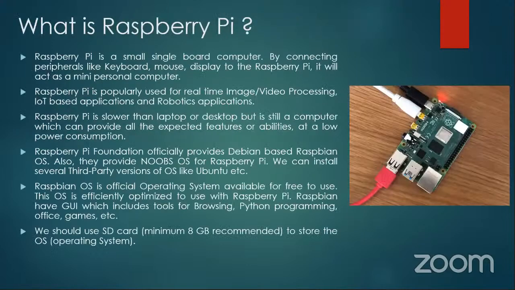First of all, what actually is a Raspberry Pi? That is a major question. Raspberry Pi, Raspberry Pi, Raspberry Pi everywhere. First of all, what does it actually mean? Raspberry Pi is nothing but a small single board computer, and it has a lot of peripherals, such as keyboard, mouse and display, that we can connect with it. It's just a single board computer.